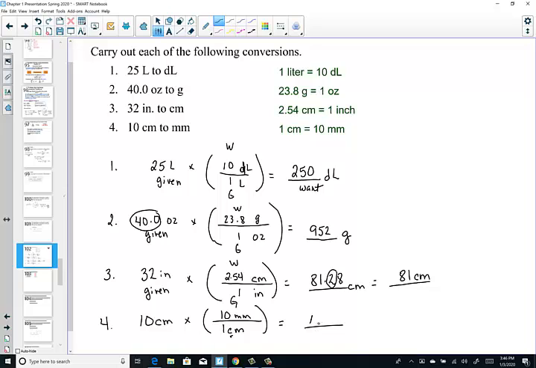10 times 10 is 100. And that unit we want is a millimeter. Now let's consider sig figs. How many did we start with? We started with just 1 sig fig, because that 0 is non-significant, and therefore my number here in the answer is fine. I also have 1 sig fig. So 100 millimeters is our answer.